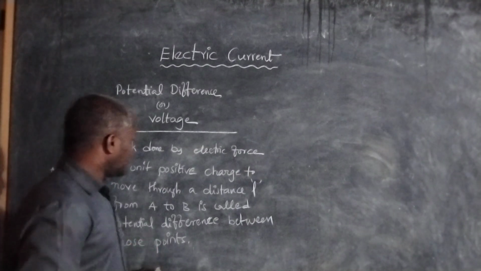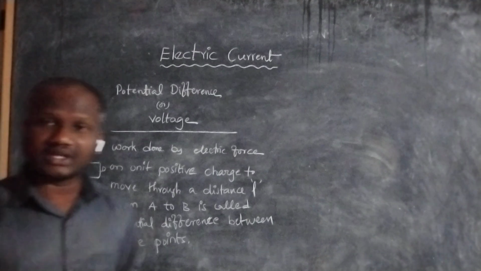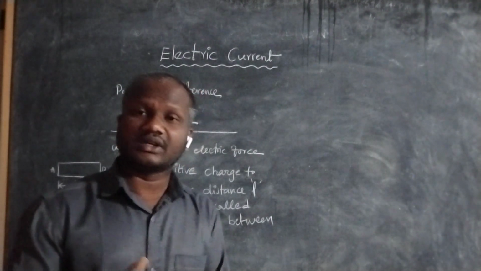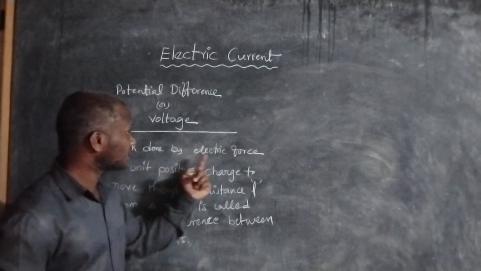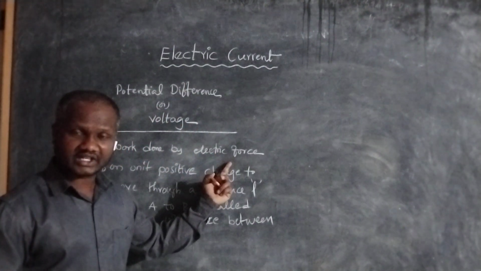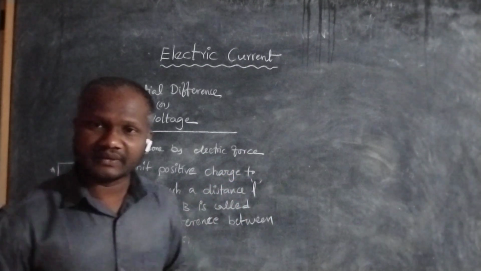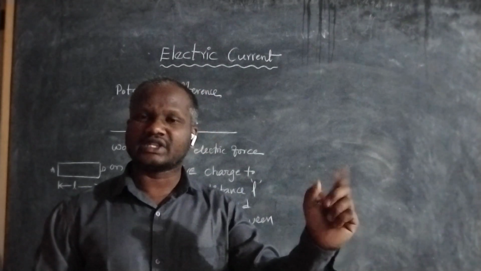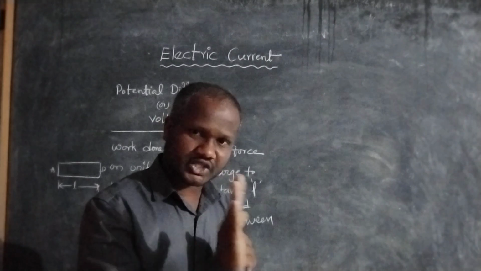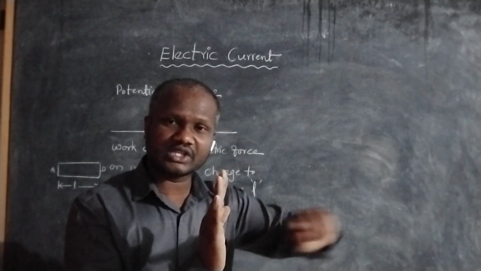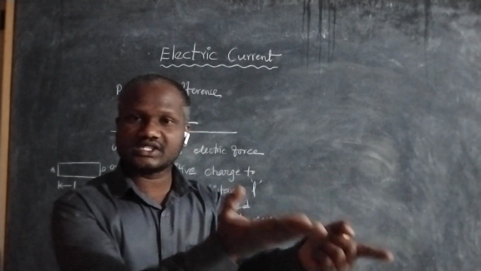And already in lower classes, you know, work is nothing but it is the product of force and distance. So here work is done by whom? Electric force. So force is there, electric force done work. According to science, work is said to be done when an object moves in the direction of applied force. For example, if we close the door, we are pushing, that push is force, and the door is moving some distance. So force is there, distance is there, so work is done.